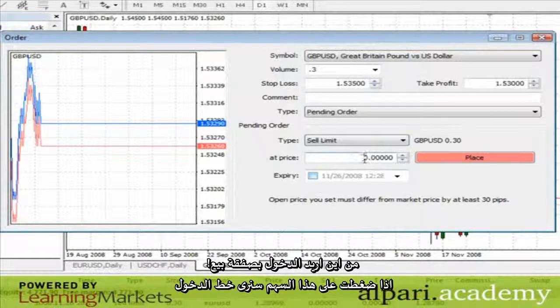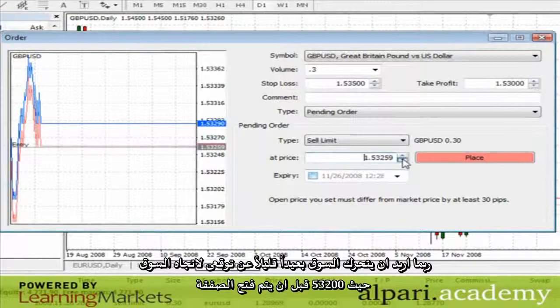Where do I want to sell this position? If I click my down arrow, I've got my entry price now graphed there. And maybe I just want to see the market move a little bit further in the direction of my forecast, maybe to 53.20, before I actually get entered into that position.